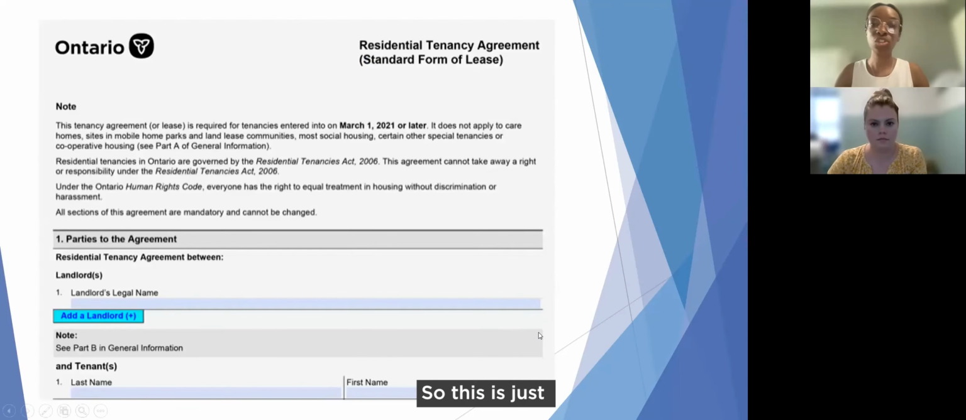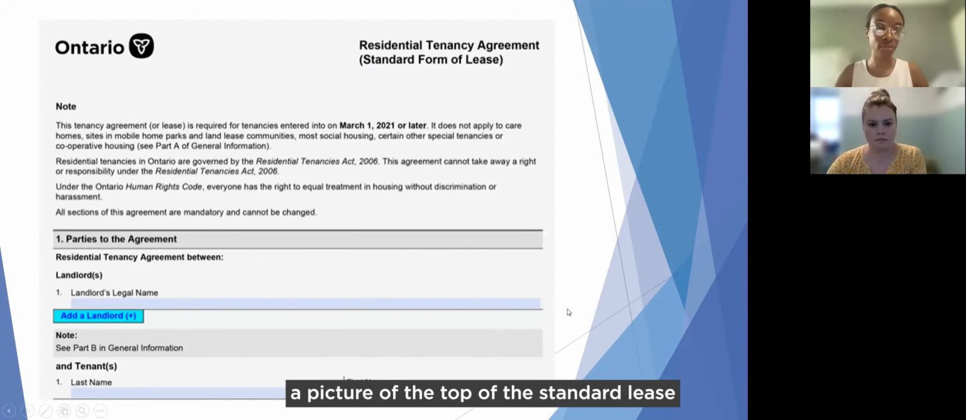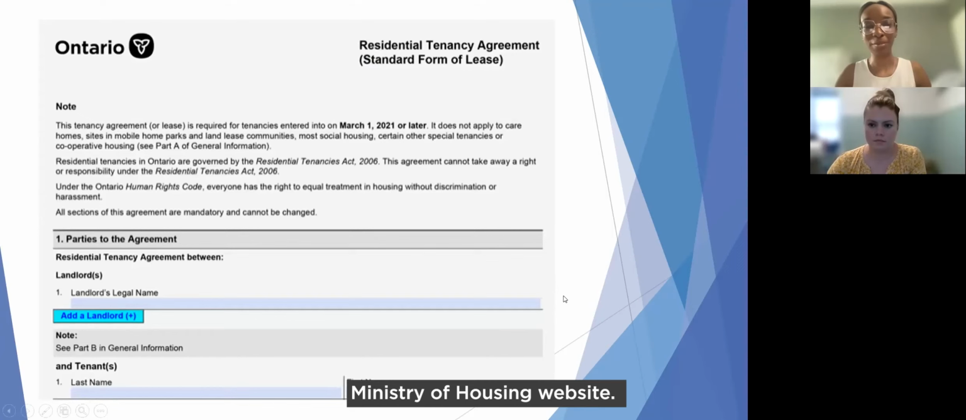Next slide, perfect. And so this is just a picture of the top of the standard lease. It goes on for many more pages and has specific parts, and you can take a look if you wanted to go on the Ontario Ministry of Housing website.